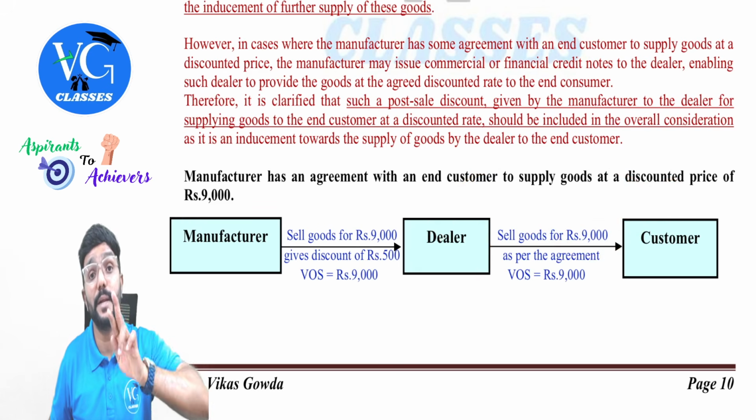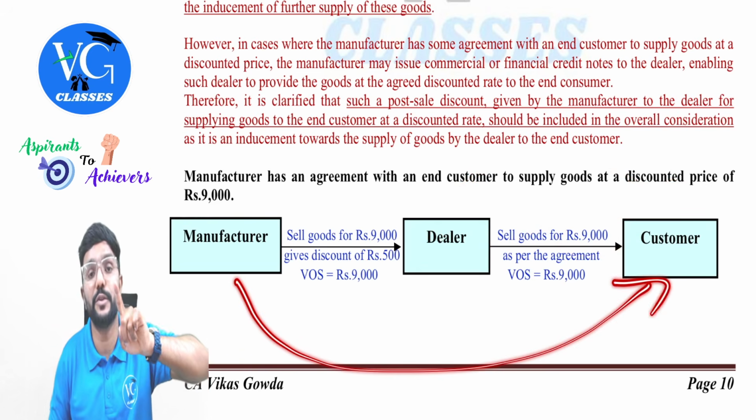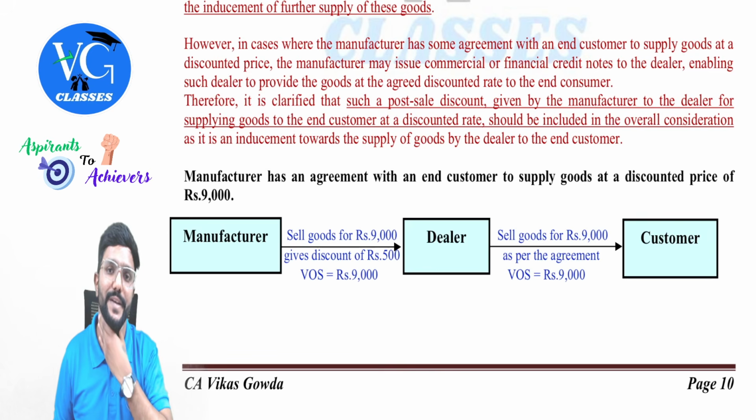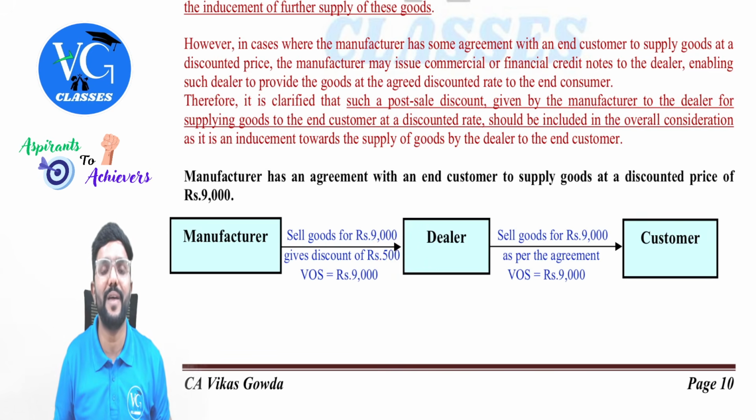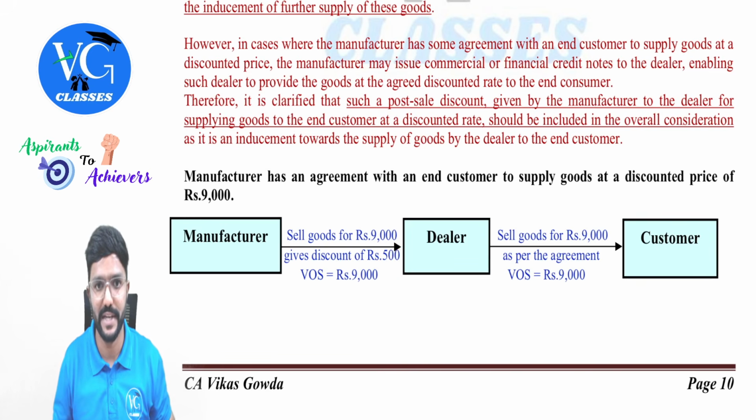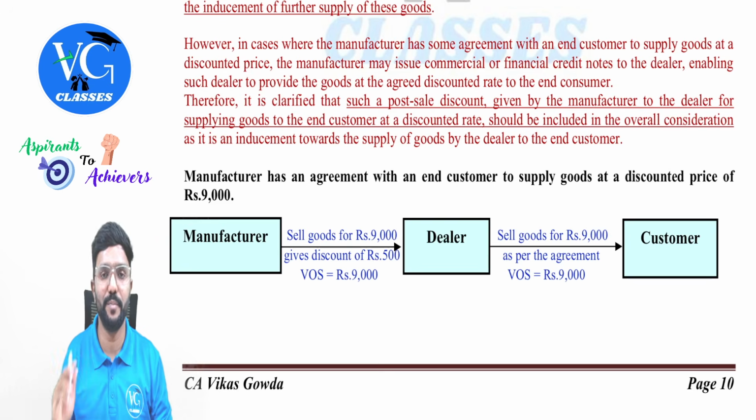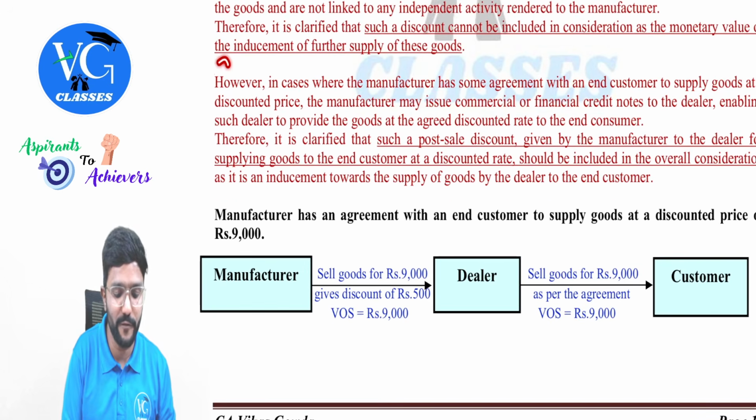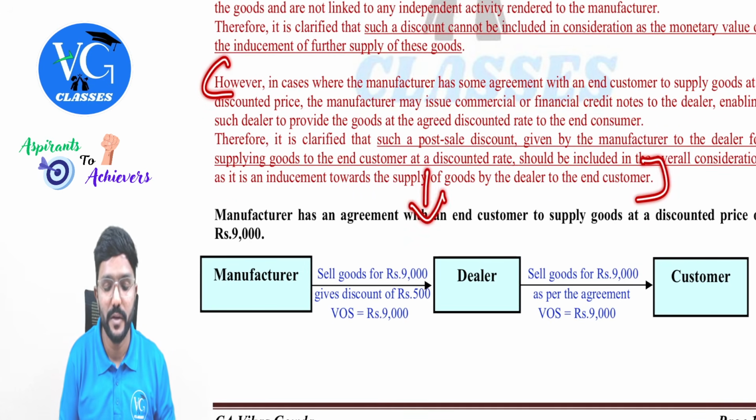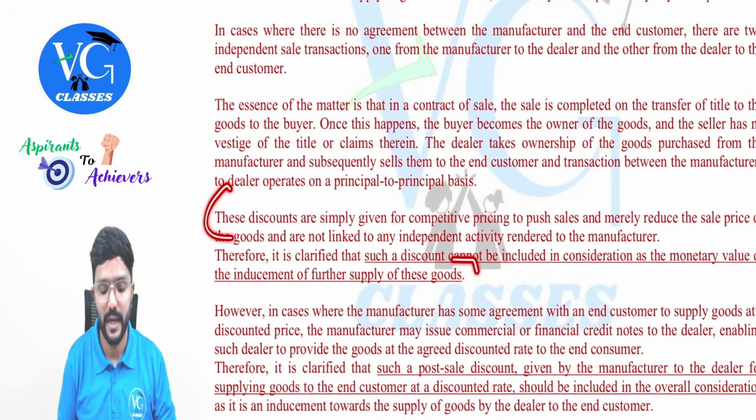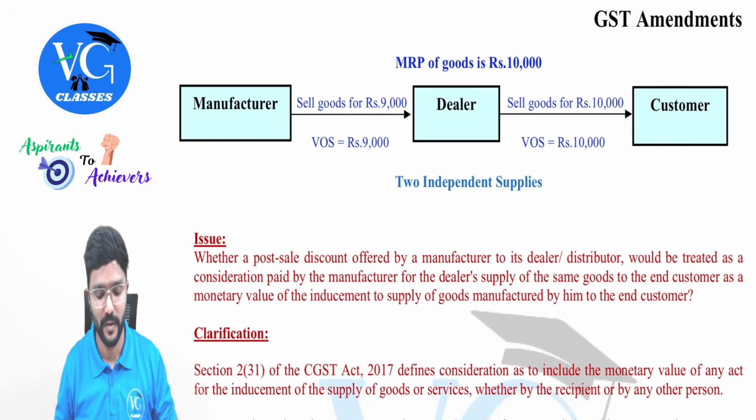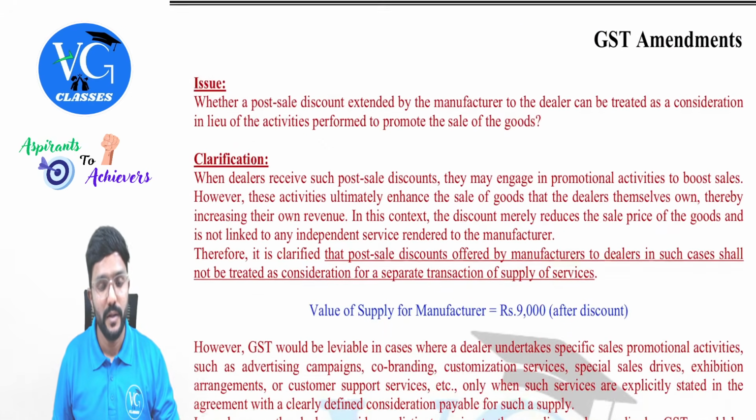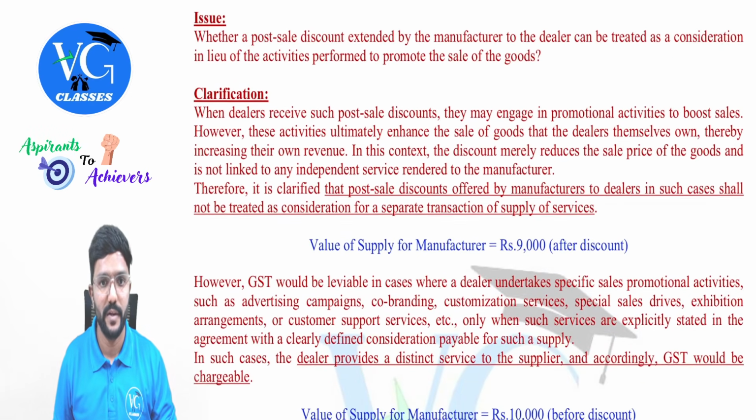And this is as per the agreement which manufacturer had with whom? Customers. So that is why they are not allowing to reduce 500 while calculating the value of supply to the manufacturer, guys. Is that clear? Yes. So please be careful. For this scenario, I have given an example here, whereas for this part, I have given an example here. Please don't get confused. Okay, sir. Let us move to the next one.